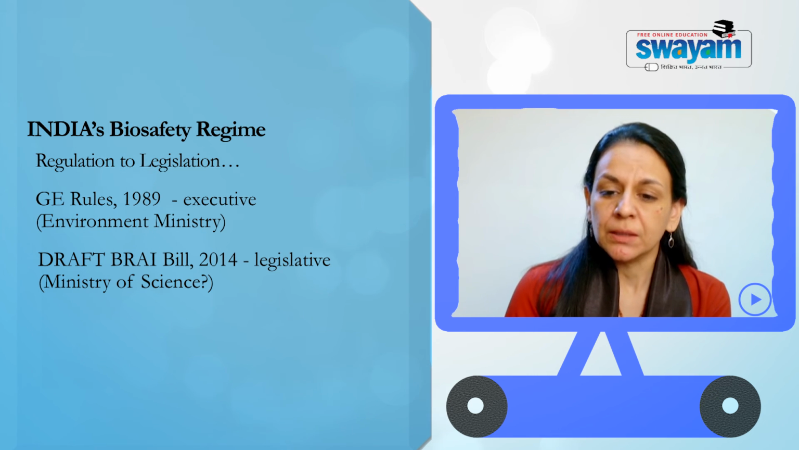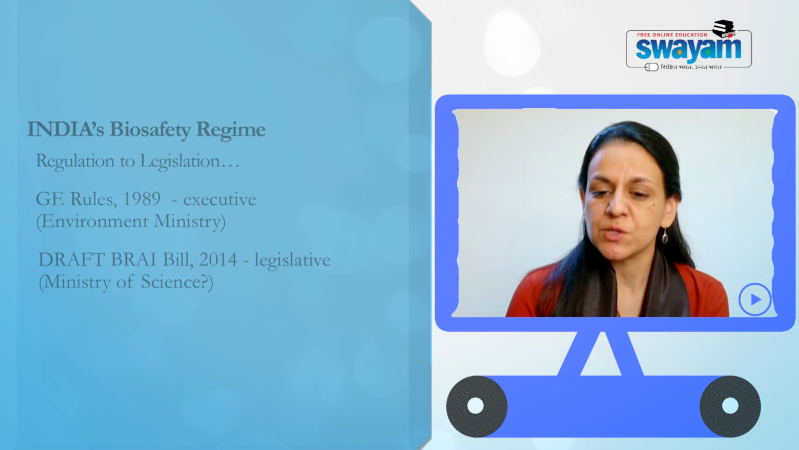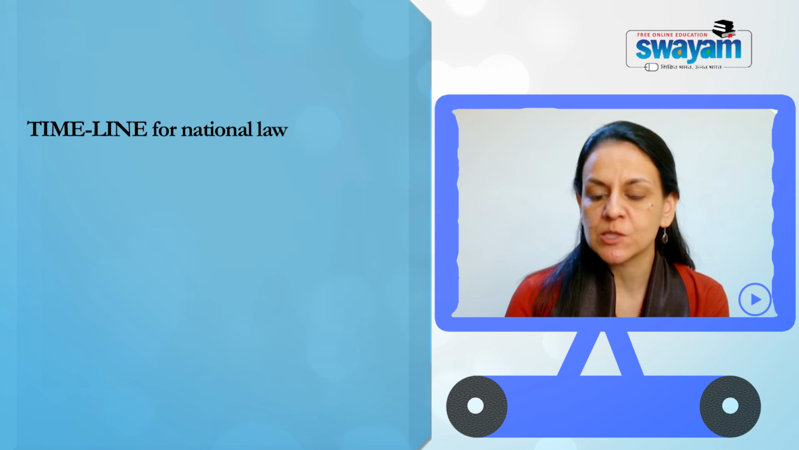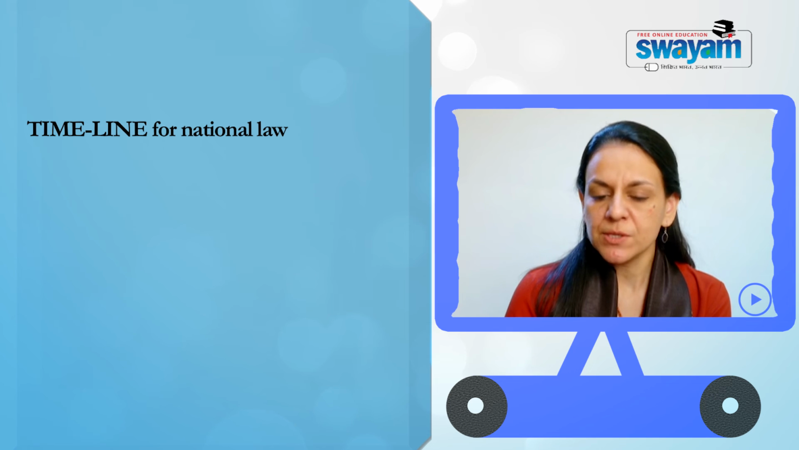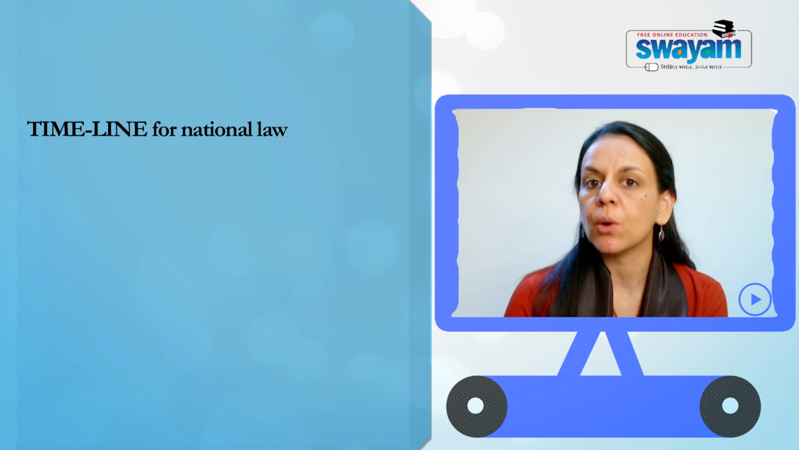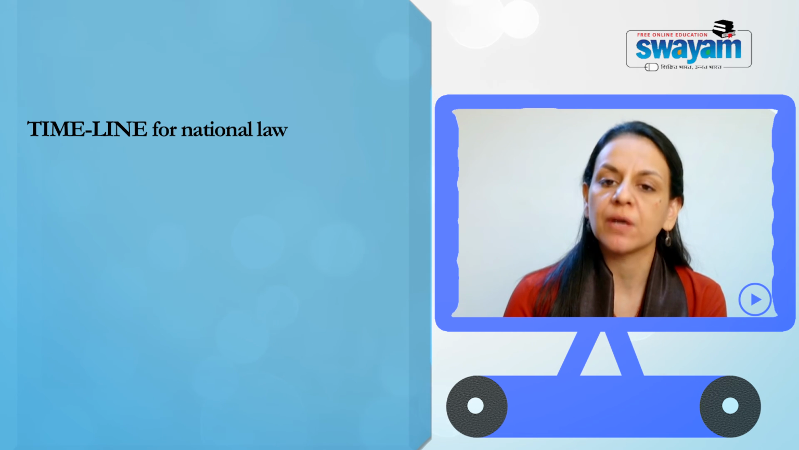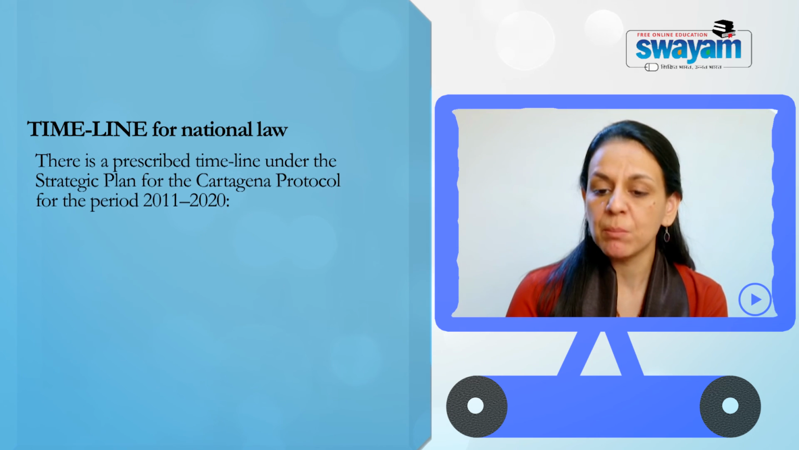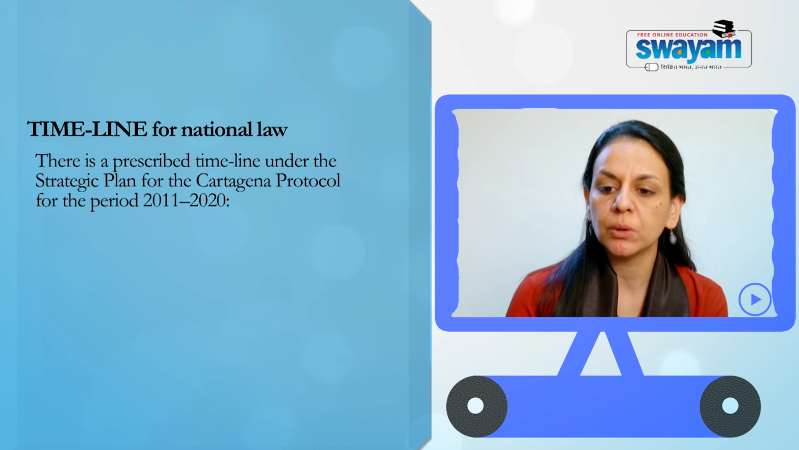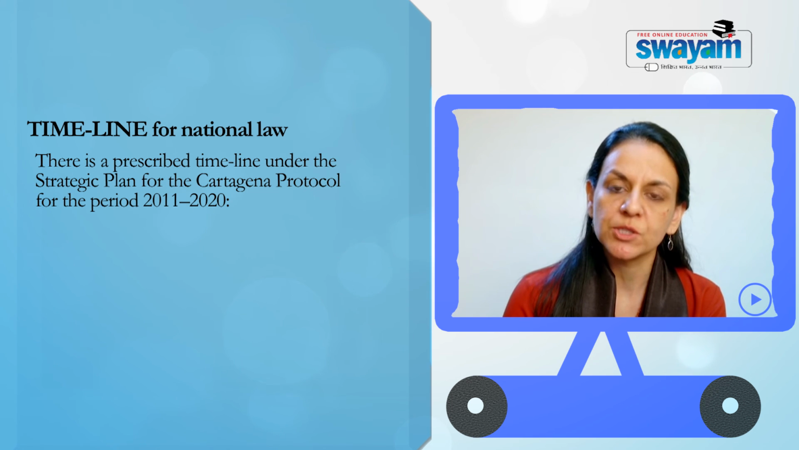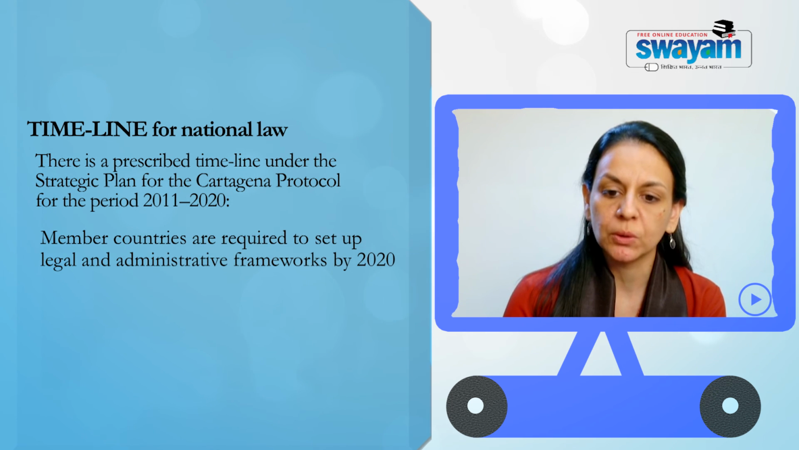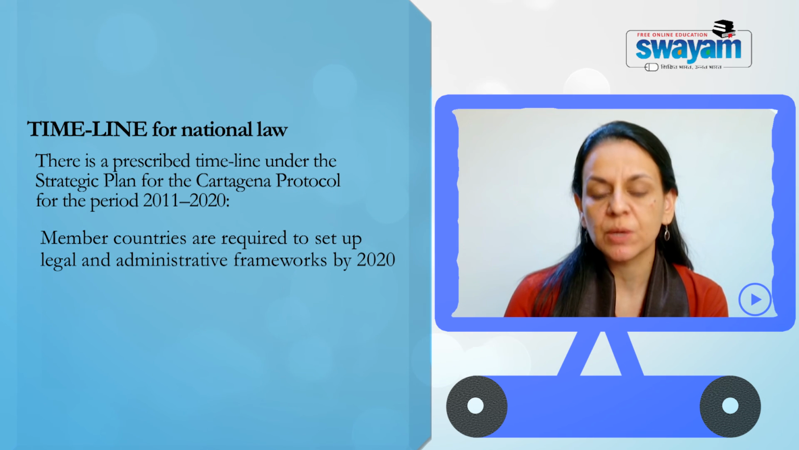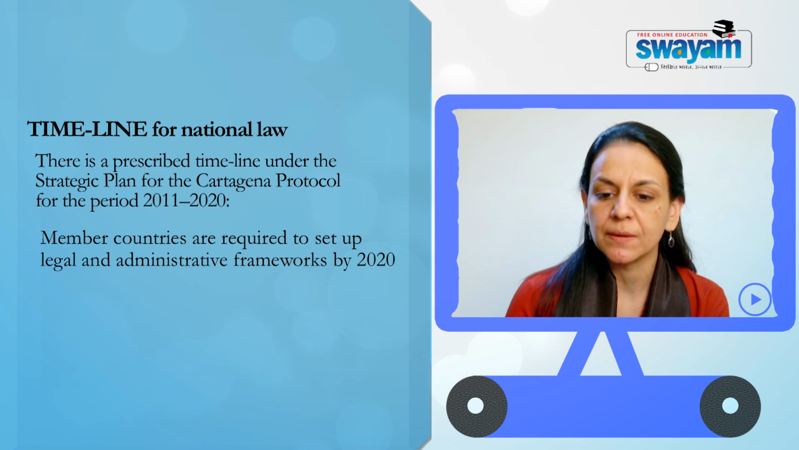But there is a timeline, even though the discussion on developing a full-fledged biosafety legislation is ongoing. There is a specific timeline for national law to be developed, and this timeline has been prescribed by the international law contained in the Cartagena Protocol, which says that member countries of the Cartagena Protocol, and there are 160 countries today that are a member of this protocol, are all required to set up legal and administrative frameworks by the year 2020.